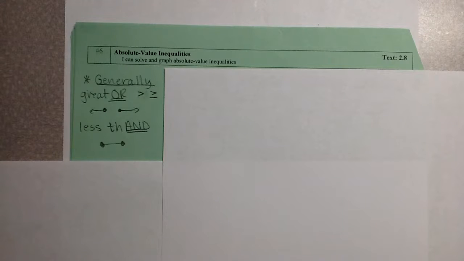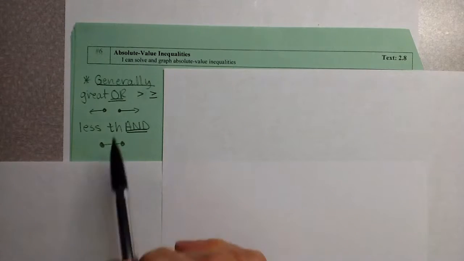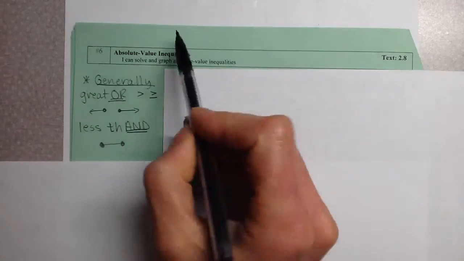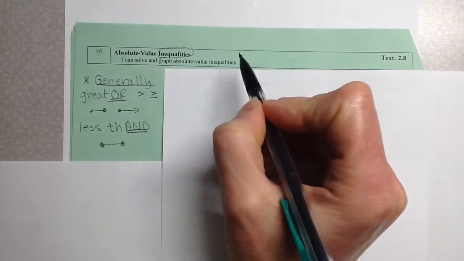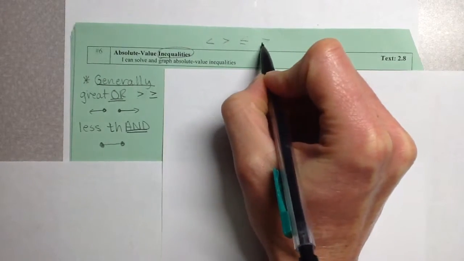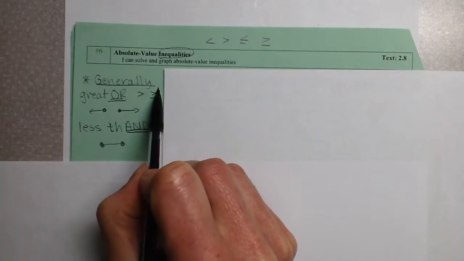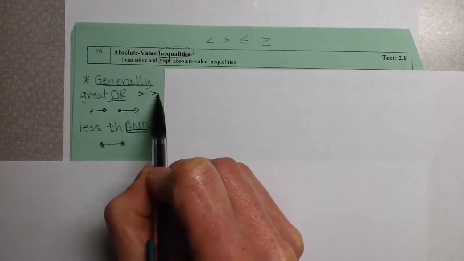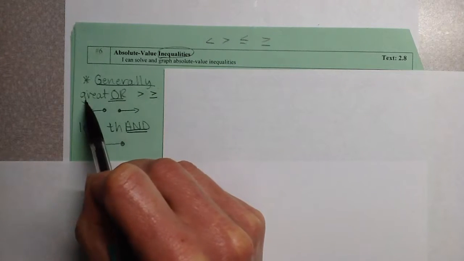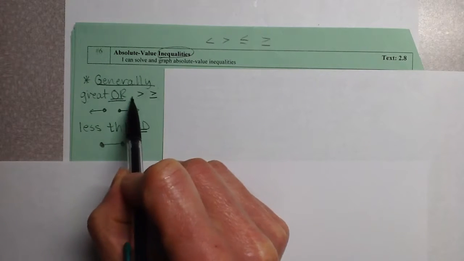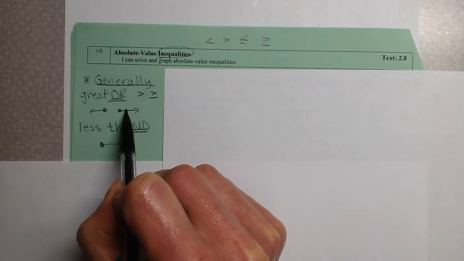Now this is similar to what we did yesterday, except instead of absolute value equations, now we're dealing with absolute value inequalities. And again, remember inequalities, instead of an equal sign, we have one of these. Okay, generally speaking, if you have a greater than or greater than or equal to sign, think of, spell the word, notice I spelled the word incorrectly here, "great or." So great or generally means that you have a split graph.